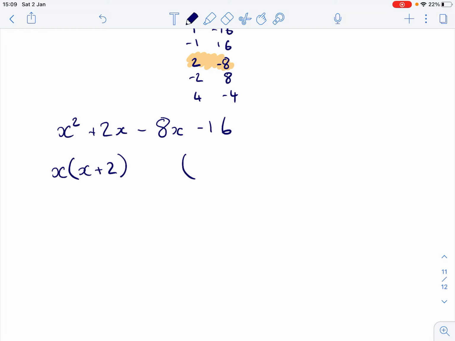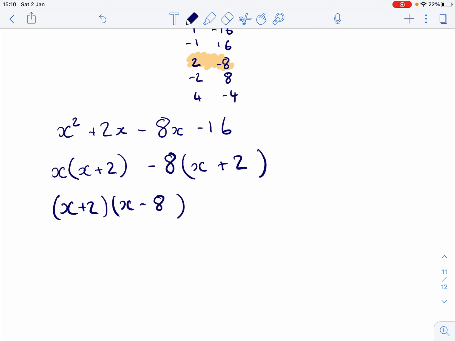So I know my bracket over here is also going to be x plus 2. And what number now needs to go in front of this? Minus 4. Oh, that doesn't work, sorry. No, minus 8. Okay, and that will definitely get me my minus 8x and also my minus 16. So my final step, x plus 2 is the common factor. So x plus 2 times x minus 8.